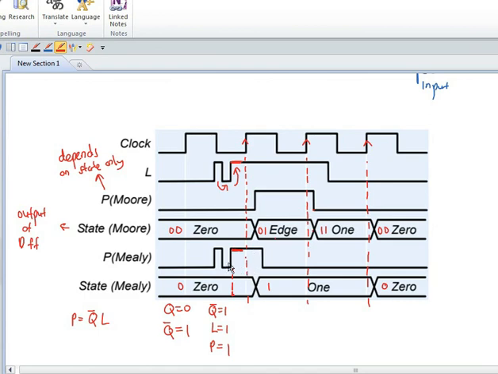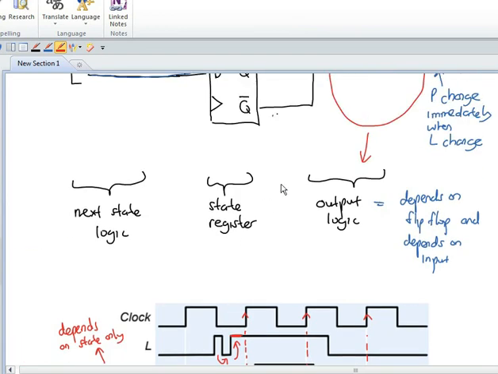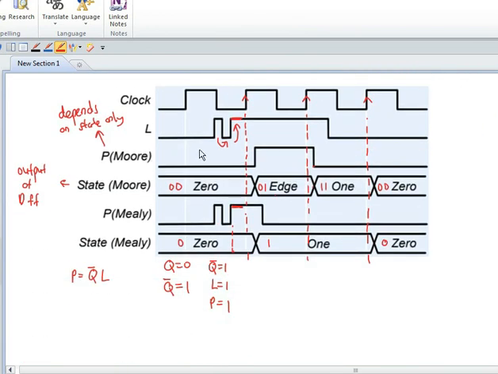So can you see the difference between Mealy machine and Moore machine? In a Mealy machine, the output can change immediately, whereas in a Moore machine, the output must wait until the next clock edge in order to change. Now while you are in state 1, your Q bar is equal to 0. So if your Q bar is 0, then your P is always 0, correct? So that's why your P drops to 0, and it stays at 0 all the time after that.